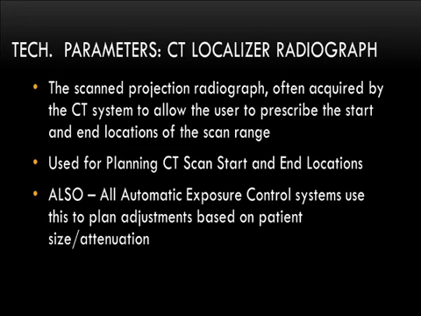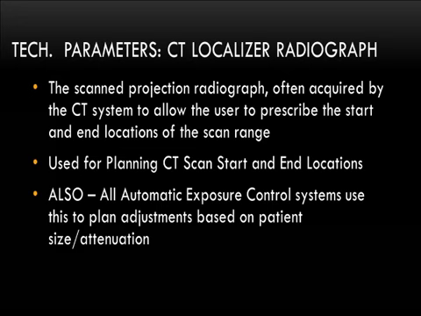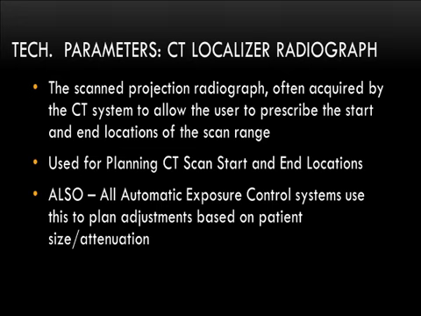It's the scan projection radiograph acquired by the system, typically used to let the user prescribe the start and end locations of the scan range. What you may or may not know is that it's also used by all automatic exposure control systems. That's where it's used to plan the adjustments based on the patient size or attenuation. So it plays both roles, the typical one that we're used to, start and end location, but it also is used to determine the patient size.